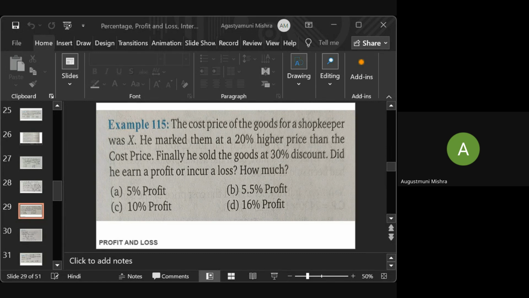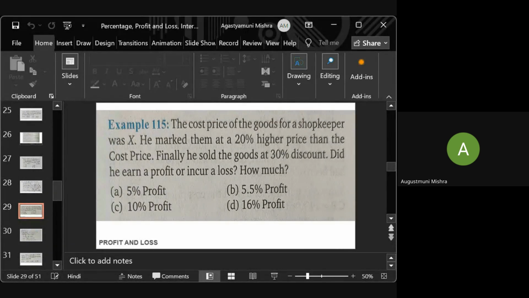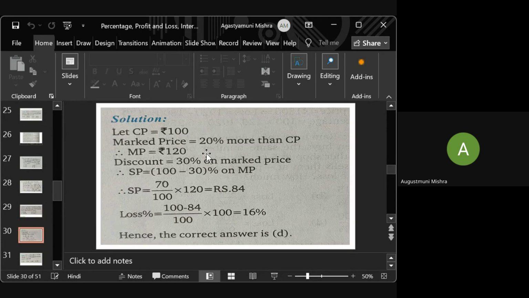Another response we have, that is C. Three response we have. At least one more. I will change this. Okay, I'm changing slide now. Okay, two response we receive, that is D. So the correct answer is D. The correct answer is D.